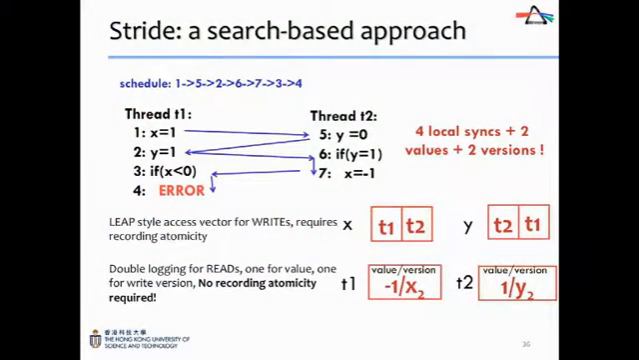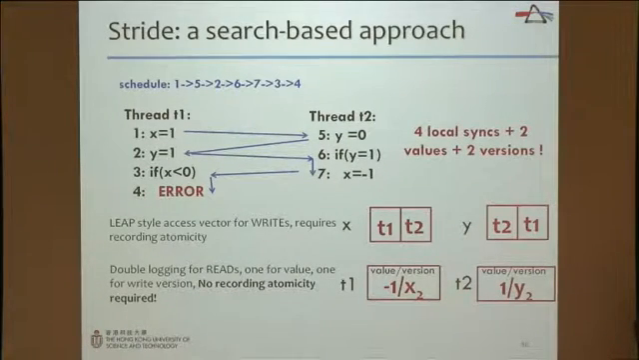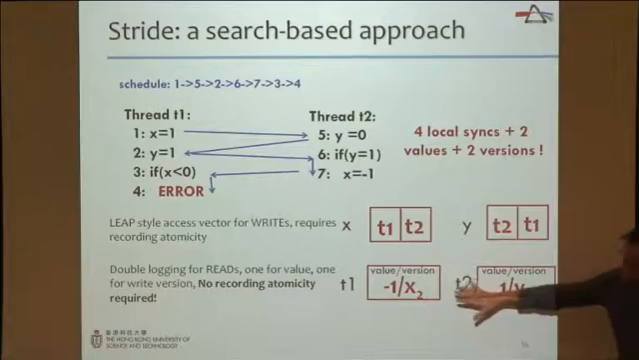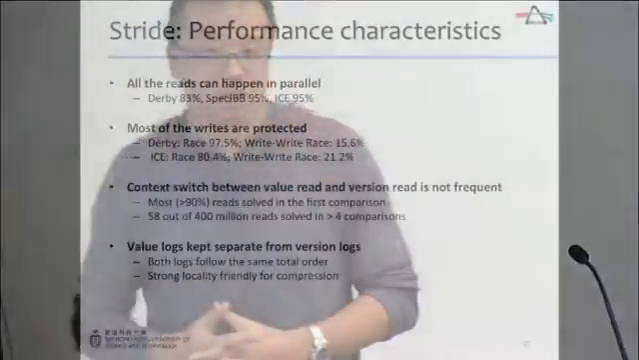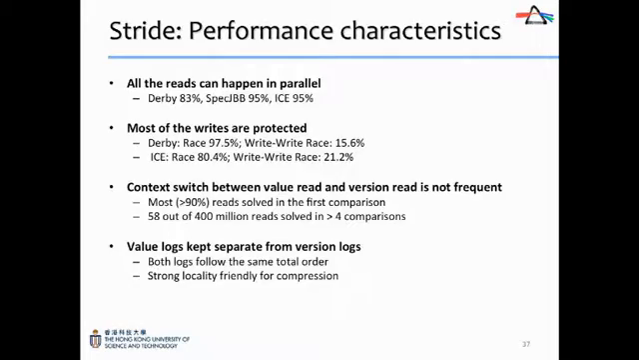So let me summarize: compared to Leap, on this particular example, we only need to perform 4 synchronizations, and we need to log 2 actual values and 2 versions. So the big change is that by double logging, we do not require to synchronize, right? We only need 4 locks instead of 6. This doesn't seem to be a lot of improvement compared to Leap or compared to replay. But in practice, this has a huge performance improvement.